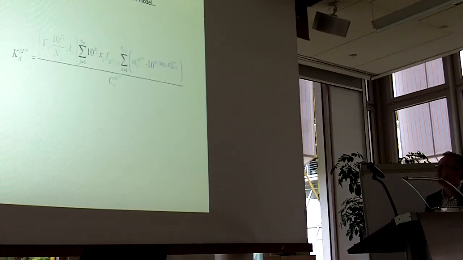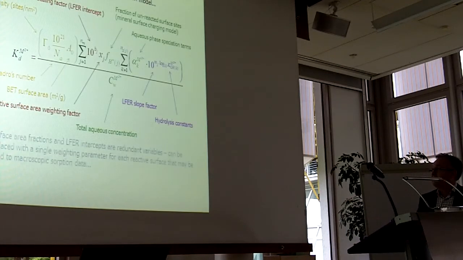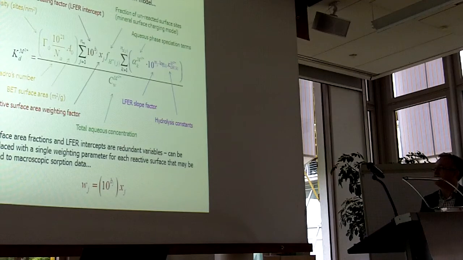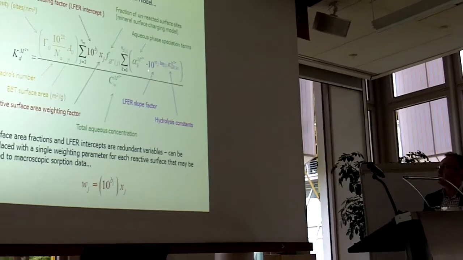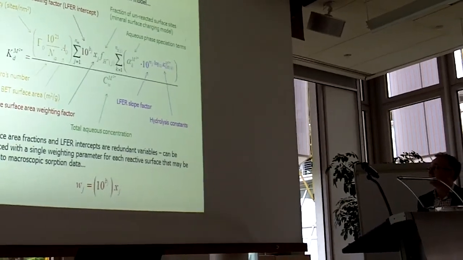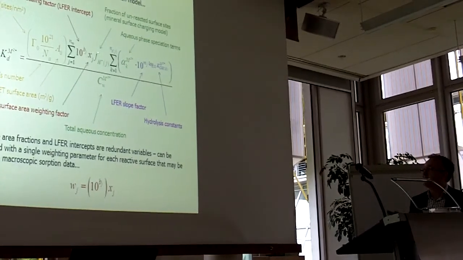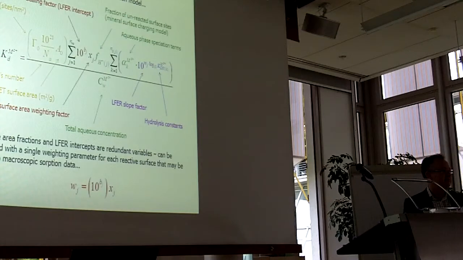So how does this help? Here I've just given a definition of how I would go about defining the KD in the context of a surface complexation model. You have some parameters which depend upon site density and surface area. You have some parameters which depend upon aqueous phase speciation. You also have something to do with the reactivity of the surface, the charging model that you have. Then you also have the scaling factor due to the intercept, the scaling factor which is related to the reactive surface area, and then of course the slope factor and the hydrolysis constants.